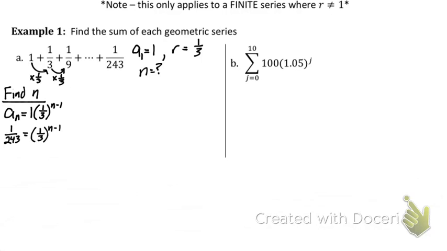3 to what power gives me 243? Jack? 3 to the 5th. Nice throat clear first. It's good emphasis. So it's 1/3 to the 5th equals 1/3 to the n minus 1. That tells me these bases are the same, so I can just say 5 equals n minus 1. So my n must equal 6.